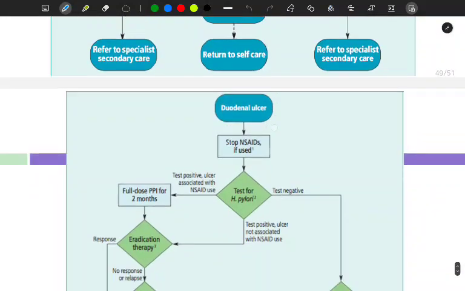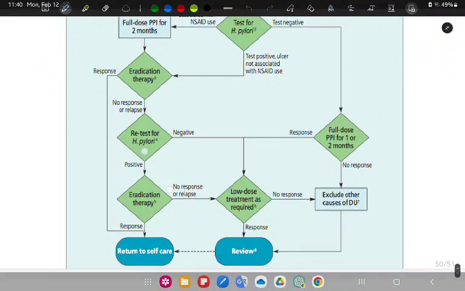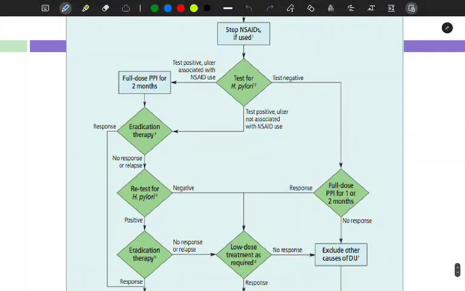Duodenal ulcers, almost the same. Stop NSAIDs, so for the gastric and the duodenal, you stop the NSAIDs or any such drugs. Test for H. pylori, treat for 2 months. Test eradication therapy, if relapse, repeat the eradication therapy, and if it's negative, low dose treatment as well, PPI, you keep it for a while. Next.